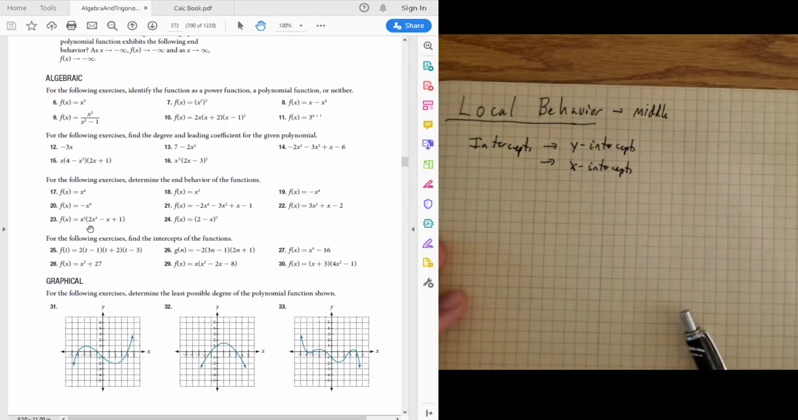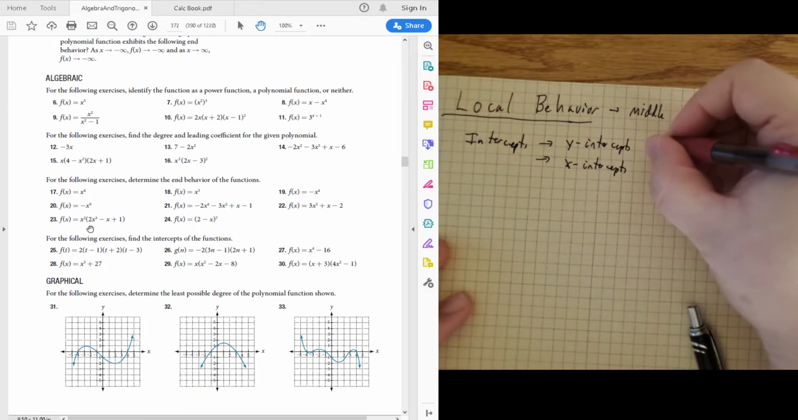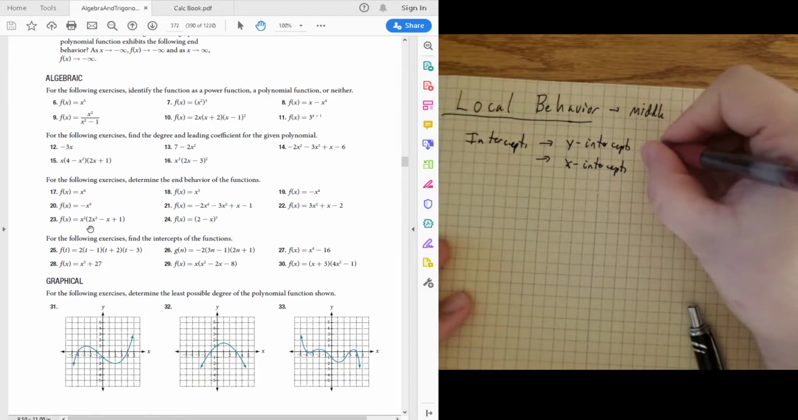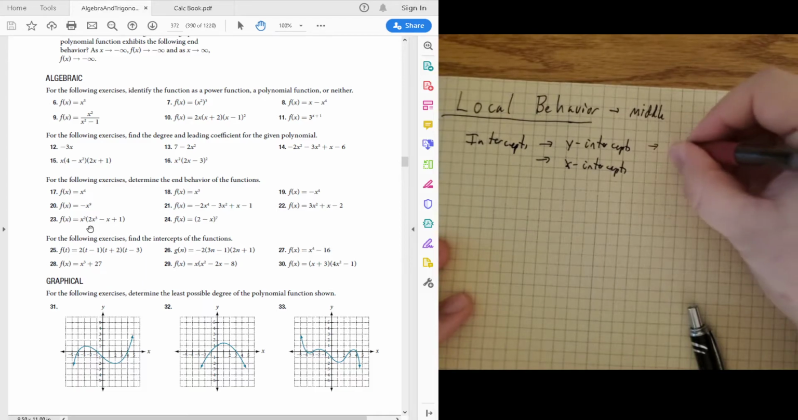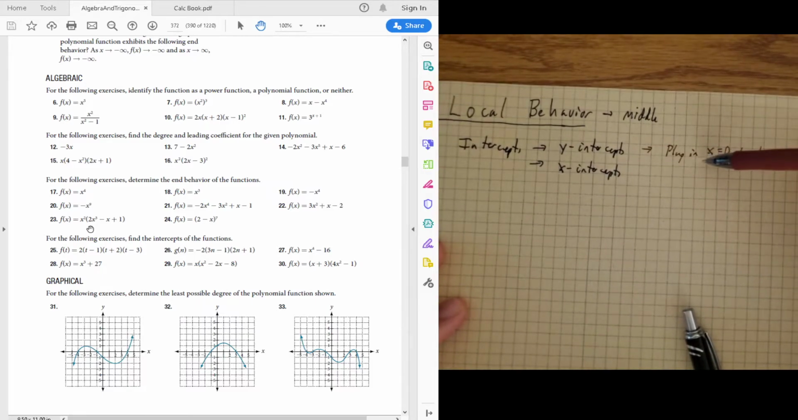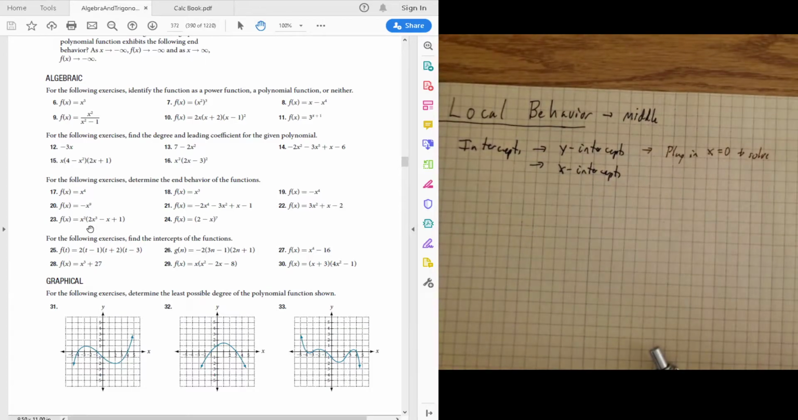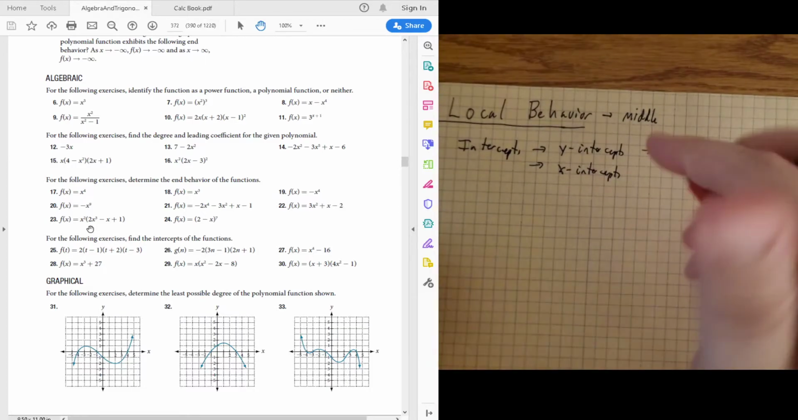Now, to determine the y-intercept, if the question asks about intercepts, that's one of the things you've got to be able to find. To determine the y-intercept, all you have to do is plug in x equals 0 and solve. So in other words, everywhere there's an x, just make it 0 and then simplify as much as you can. X-intercepts are always the more fun one. They always have more work involved. They always have more things that they can do.